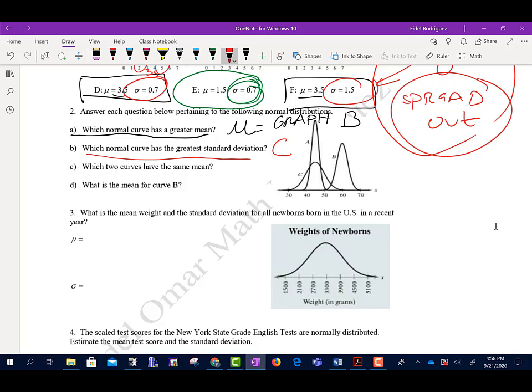Which two curves have the same mean? Well, remember the mean is that line of symmetry. So I would say A and C. And then part D says, what is the mean for curve B? So the mean for curve B, if I go straight down, wouldn't that be 60?